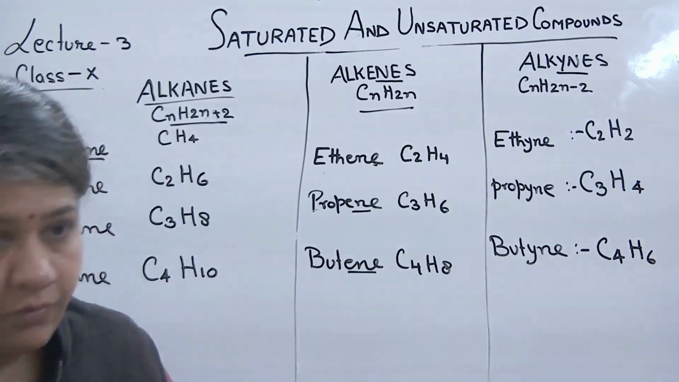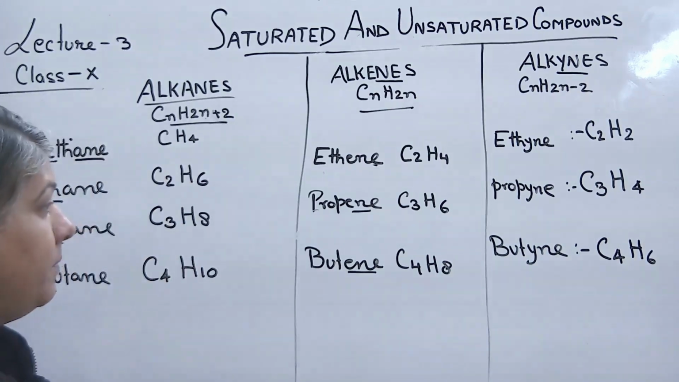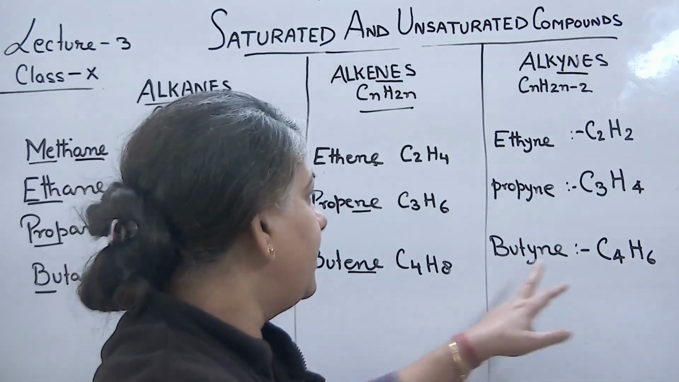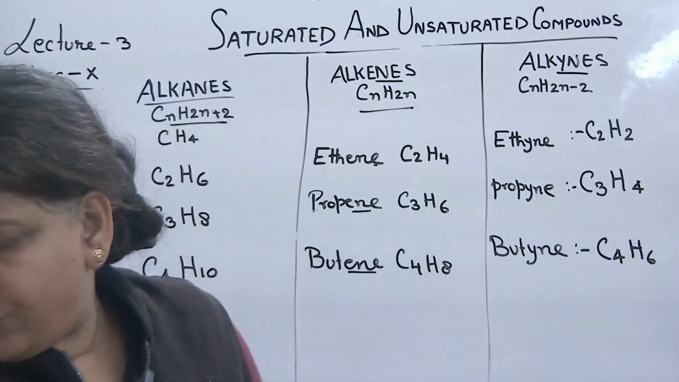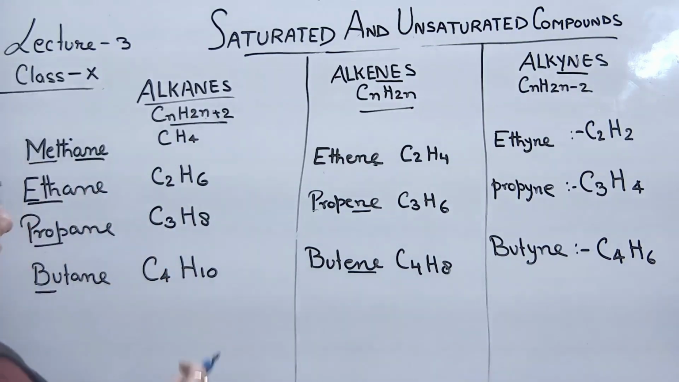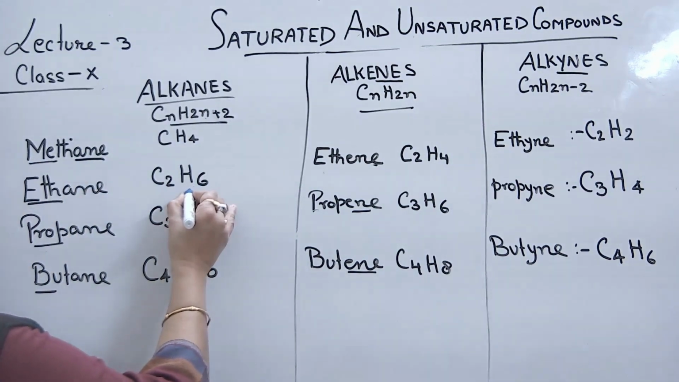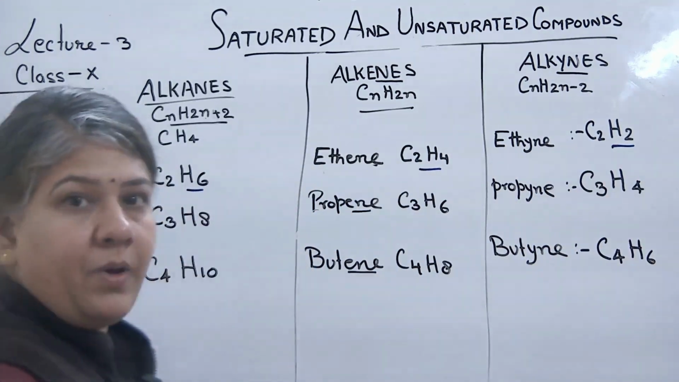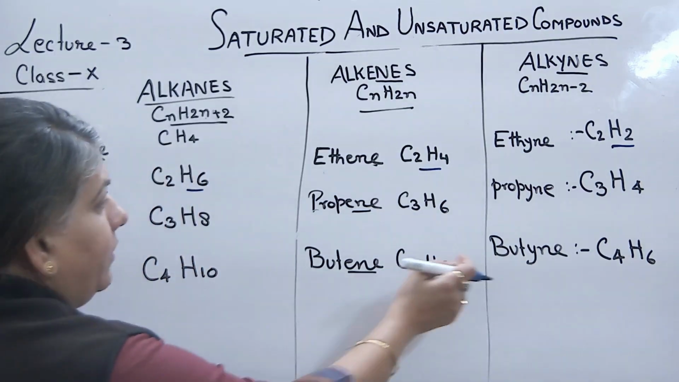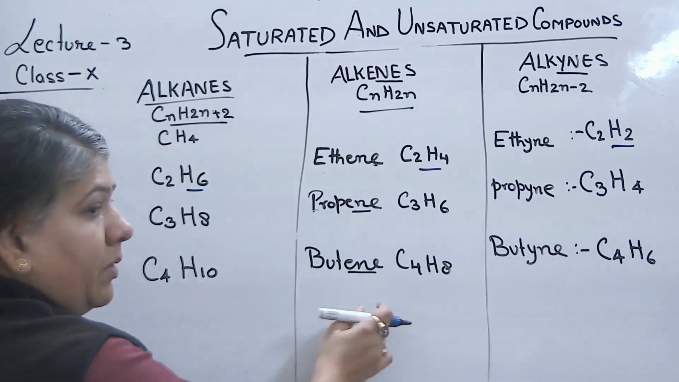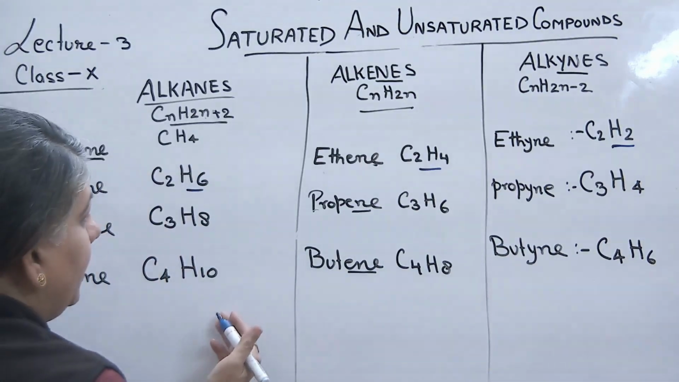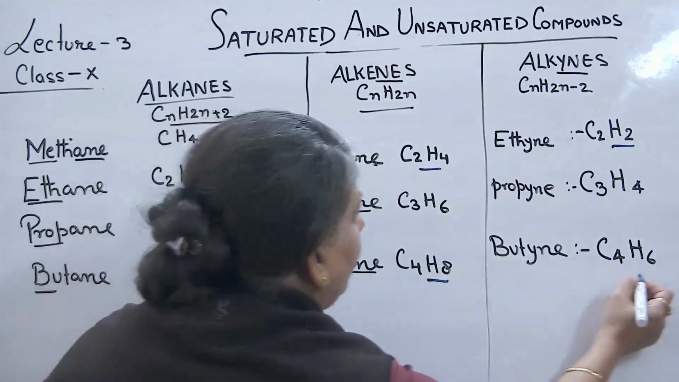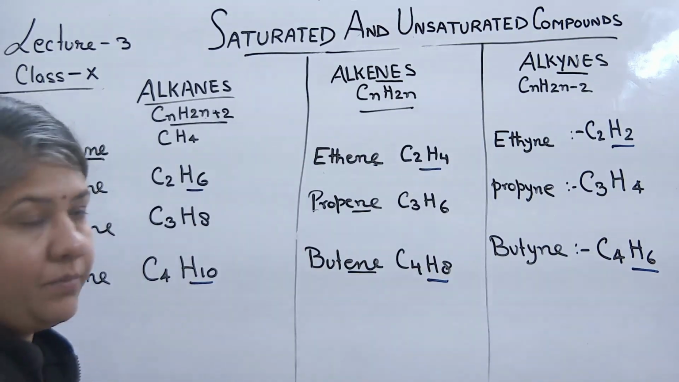How you will write the structure, we'll see in a while. One thing you must observe is that as we move from saturated towards unsaturated, the number of hydrogens attached to the carbon is also decreasing. See, for ethane it is 6, ethene 4, ethyne 2. Similarly, for the rest of the compounds, as the unsaturation is increasing, that is from single bond towards double and triple bond, the number of hydrogens attached to the compound is also decreasing.